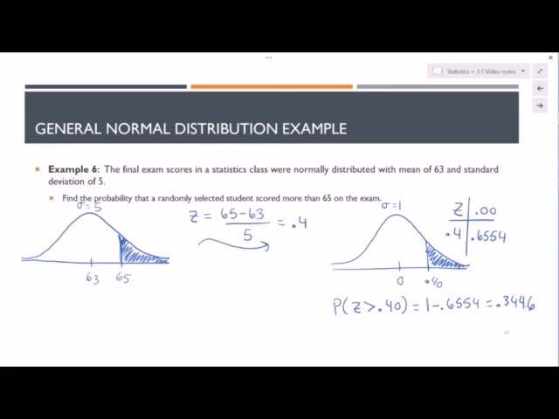These two distributions are proportionate, and because of that, we know that the area to the right of z equals 0.40 is going to be equivalent to the area to the right of 65. So our answer, the probability that a randomly selected student scores more than 65, is 0.3446. And there's your answer.